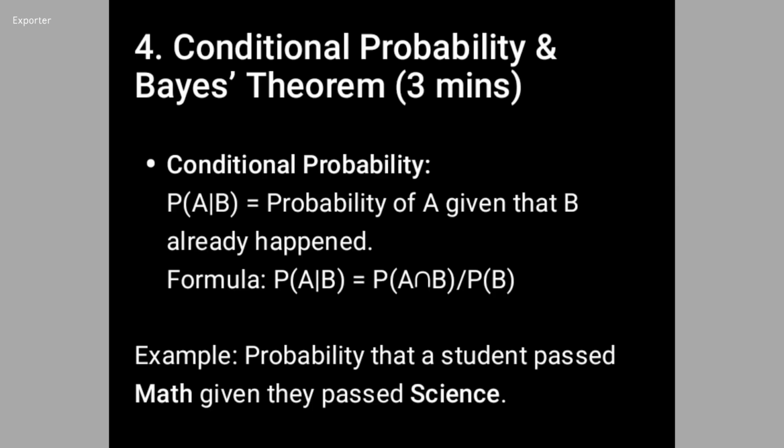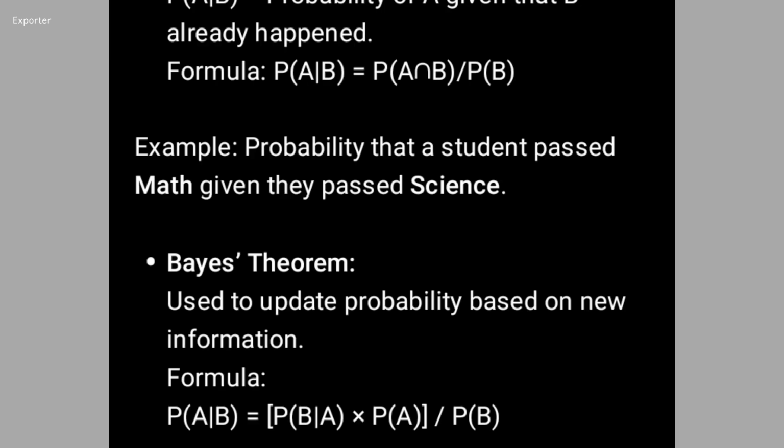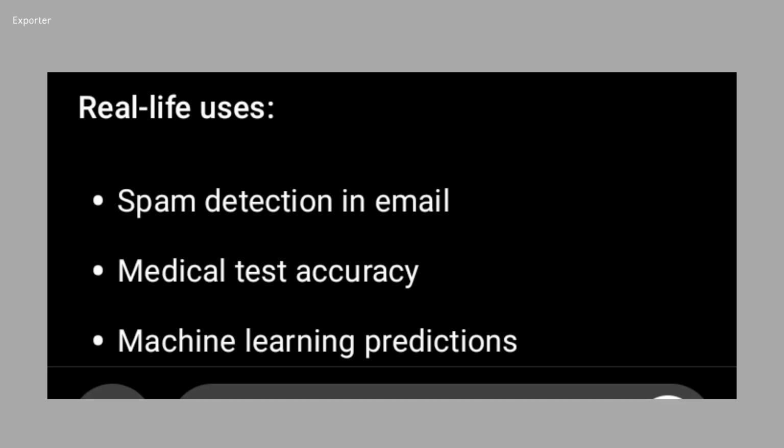4. Conditional probability and Bayes' theorem. Conditional probability, P(A given B), is the probability of A given that B already happened. Formula: P(A given B) equals P(A and B) divided by P(B). Example: probability that a student passed math given they passed science. Bayes' theorem is used to update probability based on new information. Formula: P(A given B) equals P(B given A) times P(A) divided by P(B). Real-life uses: spam detection in email, medical test accuracy, machine learning predictions.